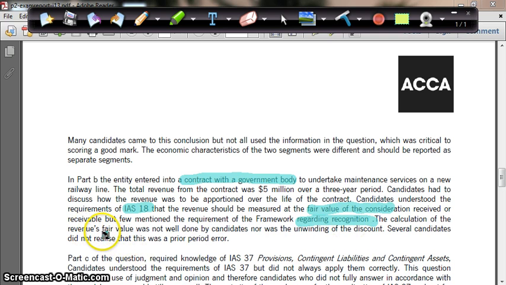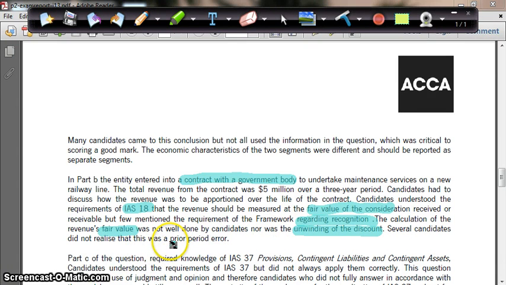Again, the calculation of the fair value was not well done, nor was the unwinding of the discount. Now these are things that you will have met. The unwinding of discount is something that you're going to have met within F7, so you would really think that by this stage at P2 for the corporate reporting paper that you should have a good understanding of this.